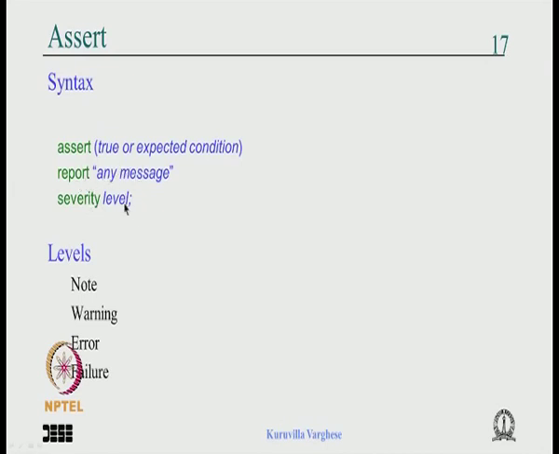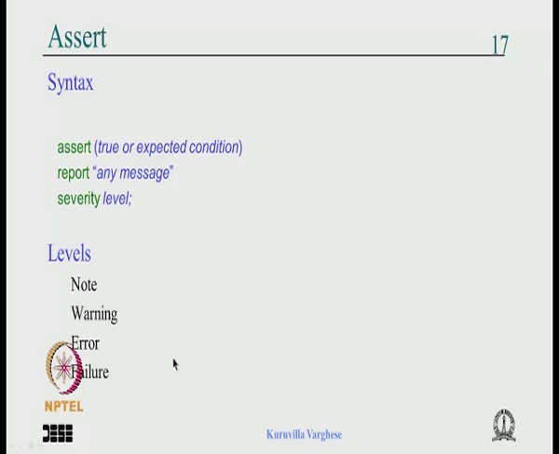So the game is that if the condition is met, it keeps quiet, it does not do anything, but if the condition is violated, it will report that message on the screen, and depending on the severity, there are 4 levels of severity. It's called note, warning, error and failure. If it is note or warning, it will just print a message. If it is error or failure, it stops the simulation.